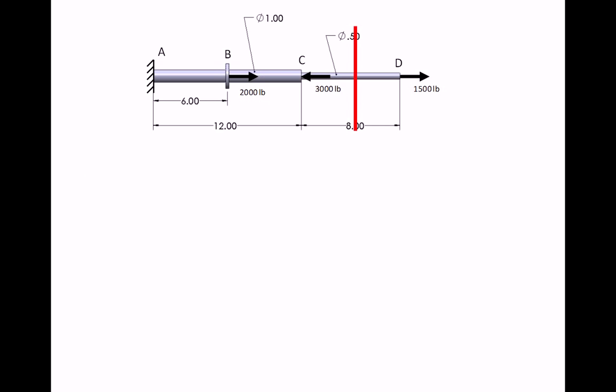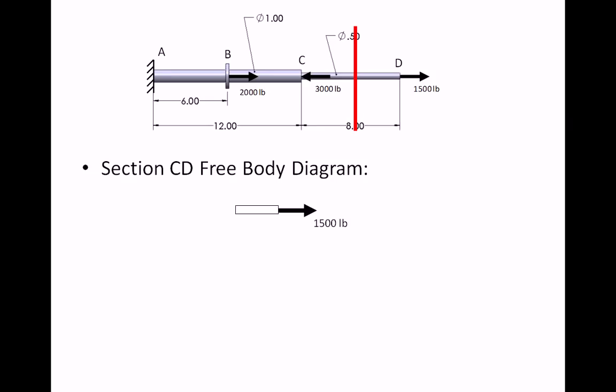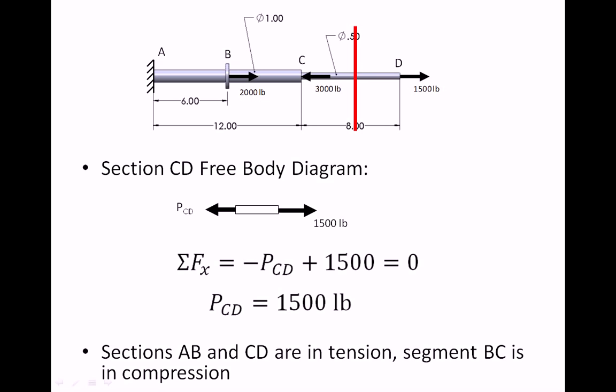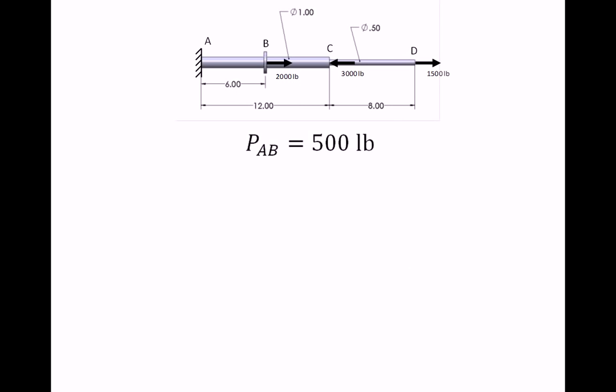Our last segment, segment CD: we do a free body diagram by taking everything to the right of the cut, which includes the 1,500-pound force on the end, and we see that our internal force, P sub CD, has to be 1,500 pounds. So that segment is in tension. What we found were the 2 segments on the ends are in tension, and the segment in the middle is in compression. I can't emphasize enough that this is the main part of this problem: to get these axial forces correct and to get their signs correct. Now we can just work through segment by segment.